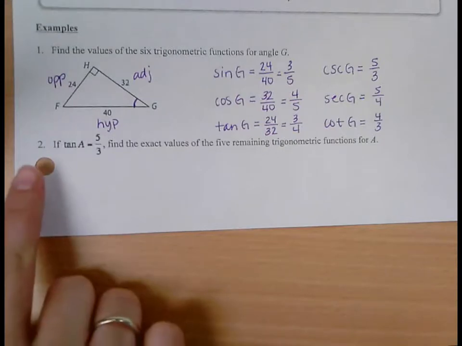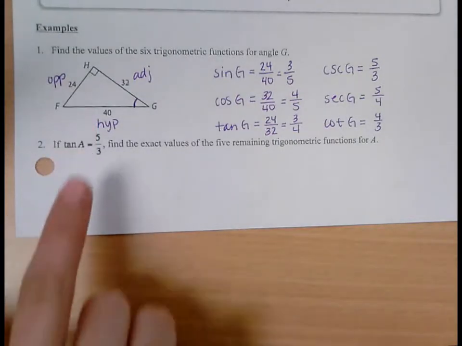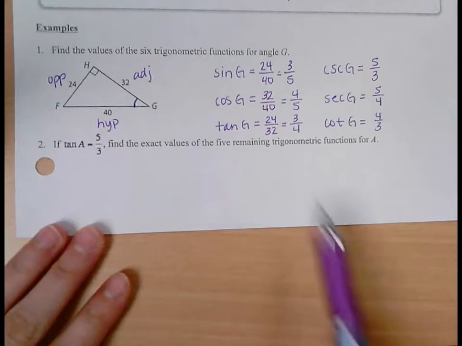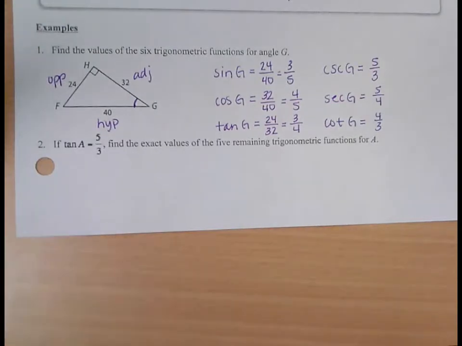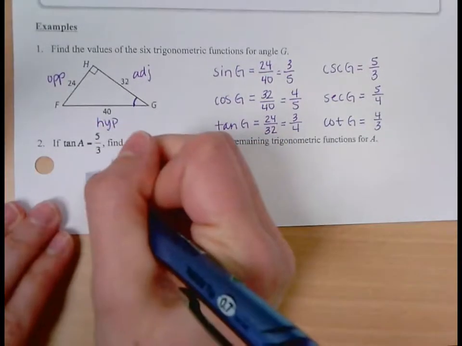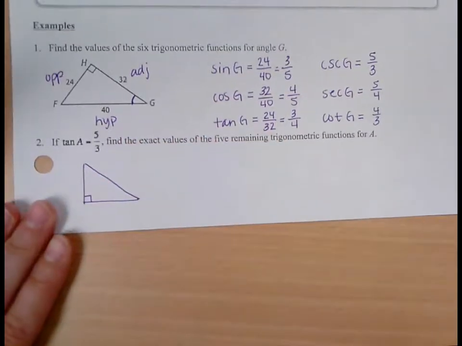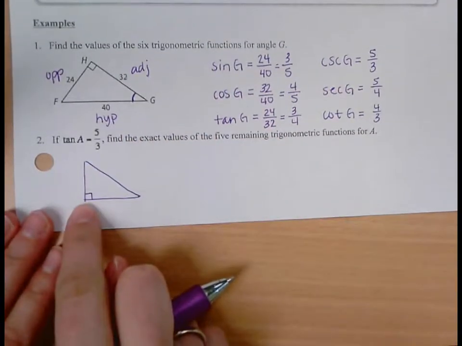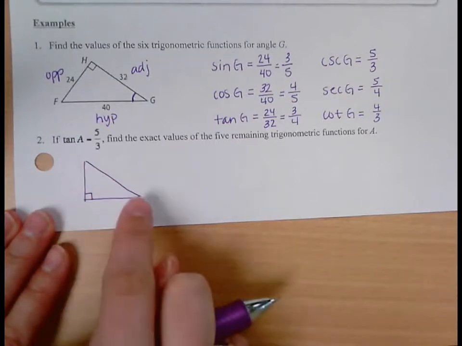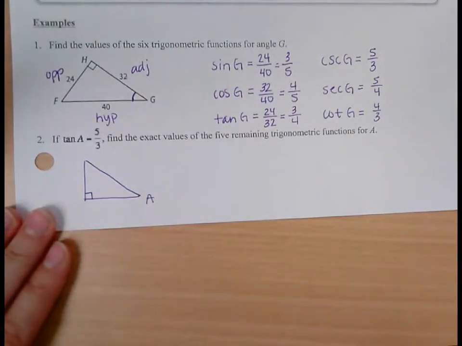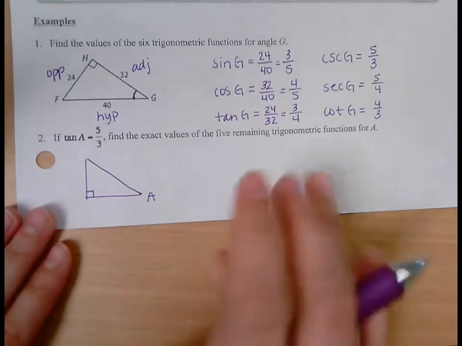So then for number 2, this is the same type of problem, it's just not set up the same way. It says if tangent of angle A is 5 over 3, find the exact values of the 5 remaining trig functions for A. Here you're not given the triangle. I would just sketch a right triangle. It doesn't matter how you sketch it. And then, not your 90-degree angle, but one of your other 2 acute angles, label as A. I'm just going to label the one at the bottom right, the way that I drew this.